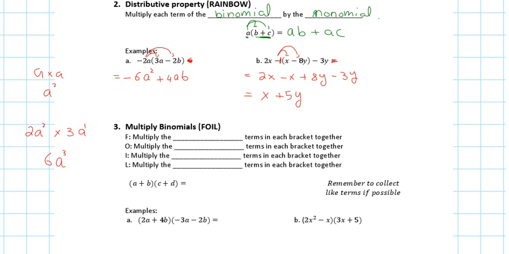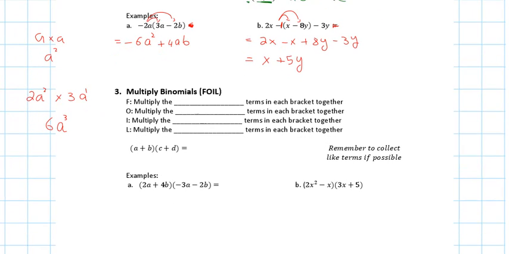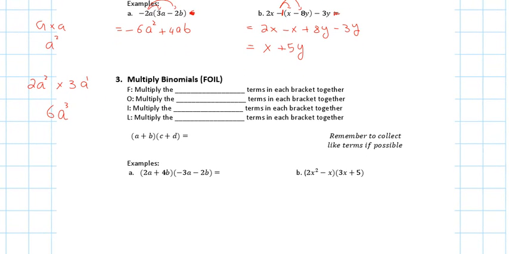Now, we're going to look at what happens if I have 2 binomials multiplied together. Okay? So the process is called FOIL. FOIL is an acronym that we use to simplify the following. Okay? So F stands for first. I'm going to multiply the first terms in each bracket together.